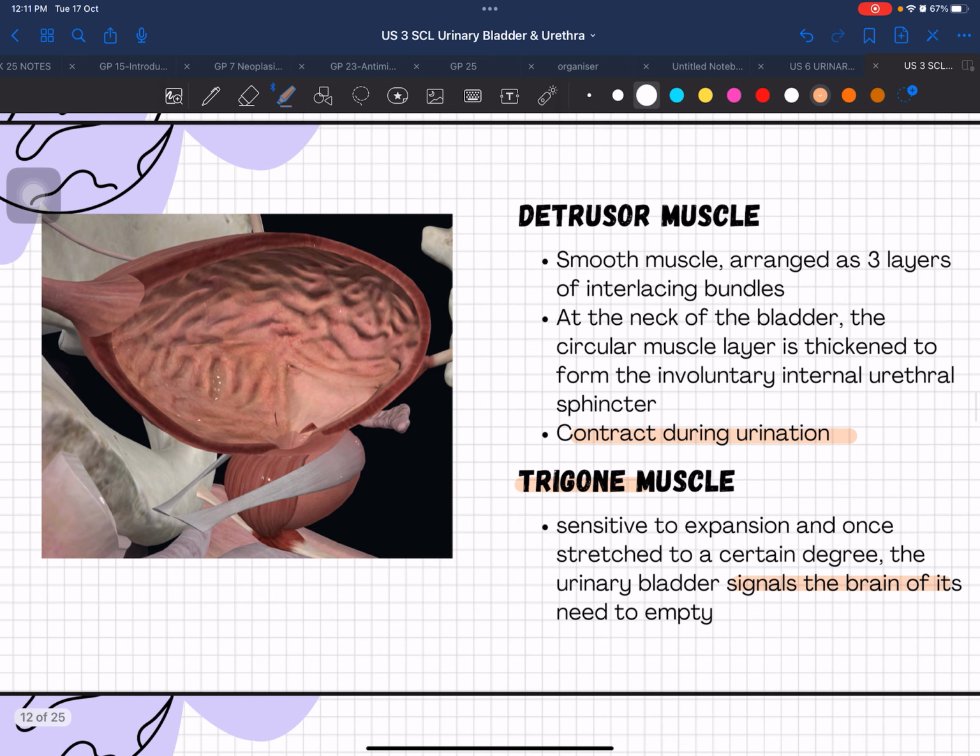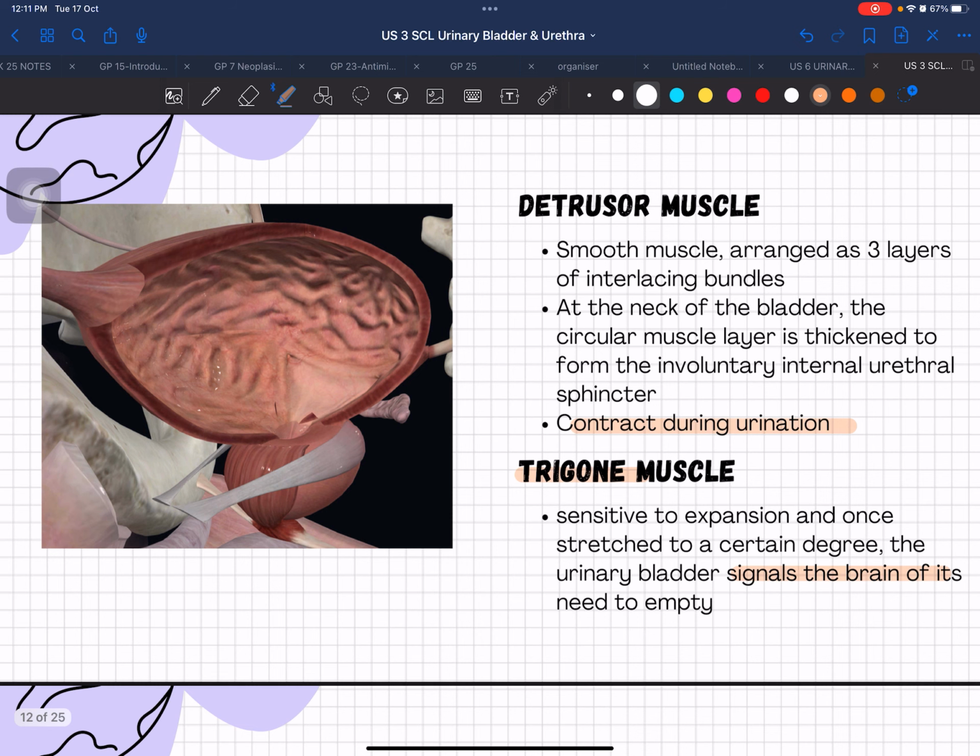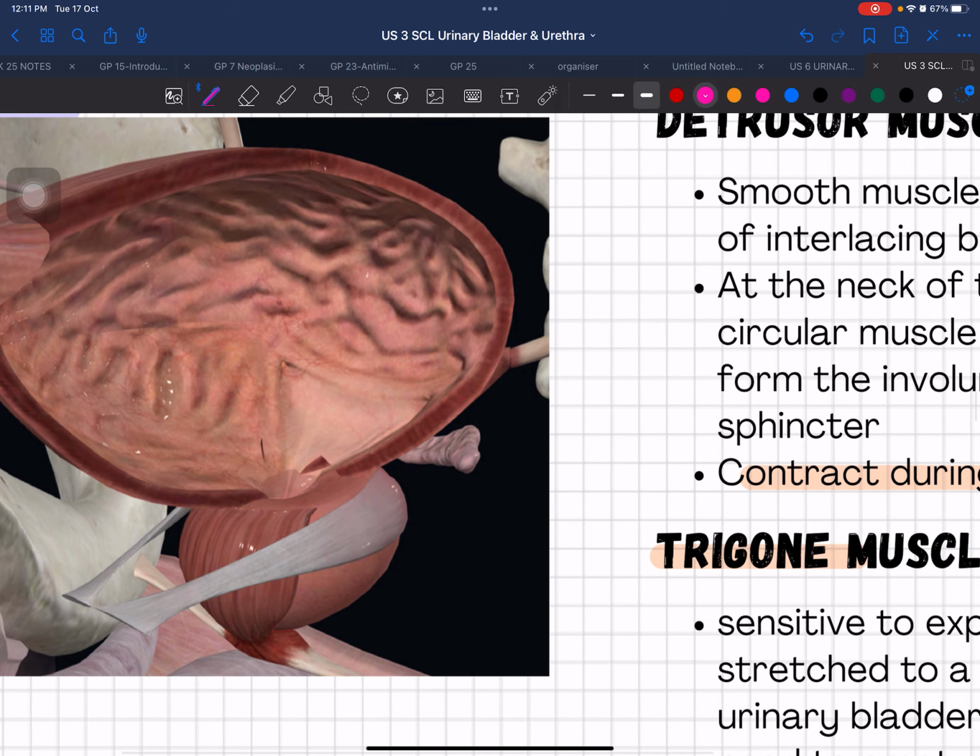And then after that we can see the trigone muscle. I don't know whether it's obvious now, but you can see this triangular shape is relatively smoother than the detrusor muscle, because the detrusor muscle has rugae since it has to expand. And this trigone muscle is more smooth and it is sensitive to expansion as well, because the expansion will send a signal to the CNS region for the reflex to be conducted, and then it will signal the brain that urine has entered the bladder.